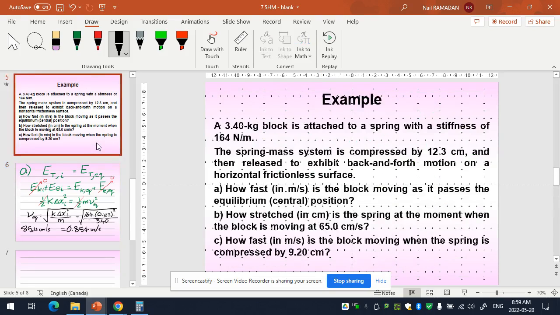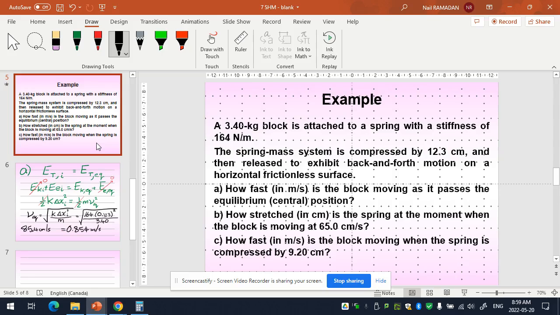So how stretched in centimeters is the spring at the moment when the block is moving at 65 centimeters per second? Okay. What information do I know about the system right now? Displacement or speed? So what energy could I calculate right now? Kinetic. Which means I need the total energy of the system. Can you tell me from which instant we can calculate the total energy of the system? Usually, from which instant can you always know the total energy of the system, or can you calculate it? You never know it, but you can always calculate it.